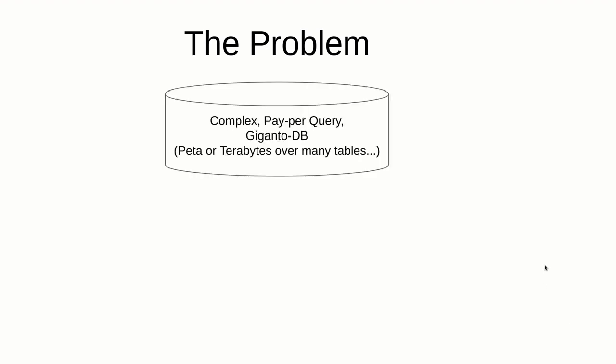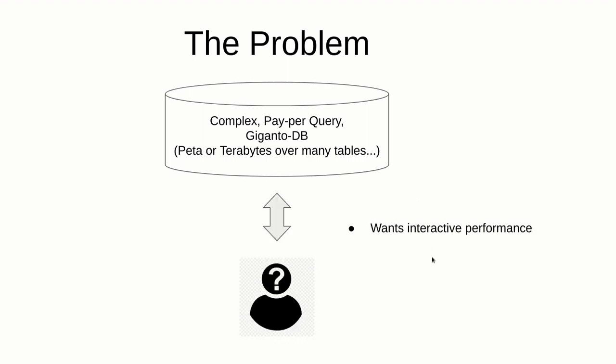So first of all, let's talk about what the problem is. This is a recurring problem that many organizations are having. They have access to a database that's complex, maybe pay per query, like a Snowflake or something like that. And it's just gigantic, like petabytes or terabytes over many different tables. So it's big, complex, and potentially expensive per query.